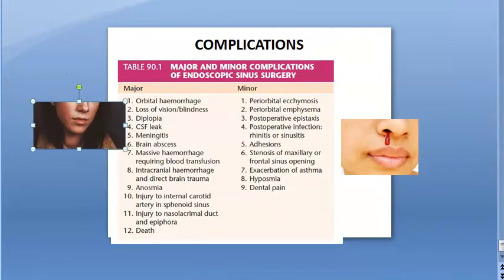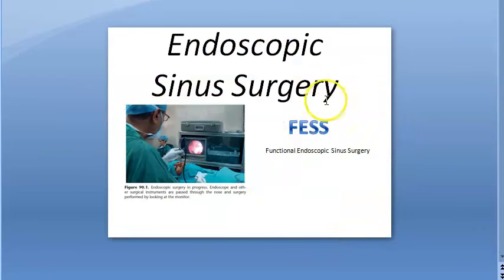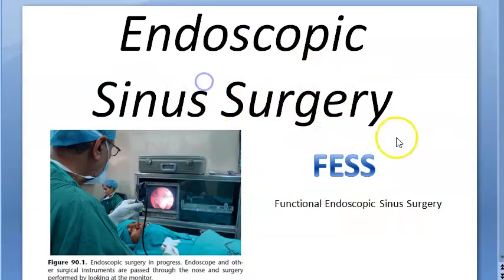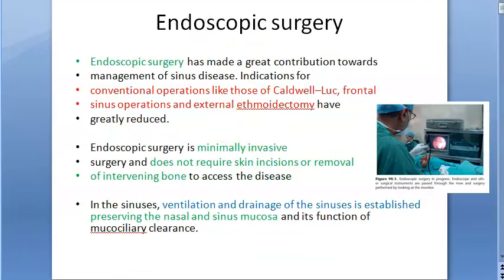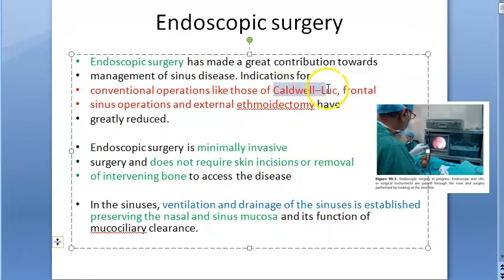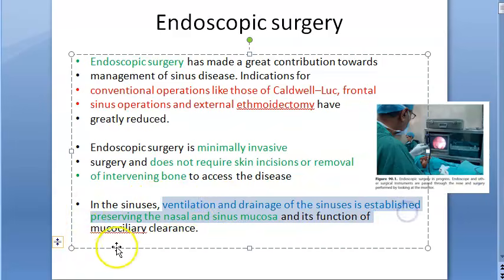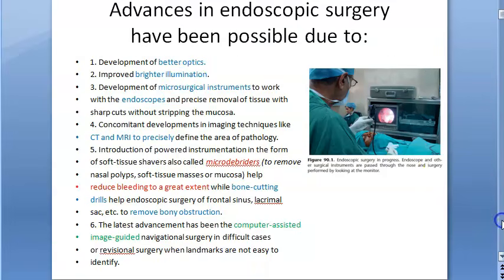Okay. So let's take a complete recap, guys. So basically in this video, we wanted to look at the steps of this endoscopic sinus surgery, functional endoscopic sinus surgery, FESS. So basically this has replaced a lot of conventional surgeries like Caldwell-Luc operation, frontal sinus operation, external ethmoidectomy, etc. So basically this is minimally invasive. It does not require skin incision or removal of the intervening bone to access the disease. So slight bones, yeah, they are removing though, right? Anyways, now ventilation and drainage of the sinuses you're establishing by preserving the mucosa. Okay, so the function of mucociliary clearance, etc., it will remain.